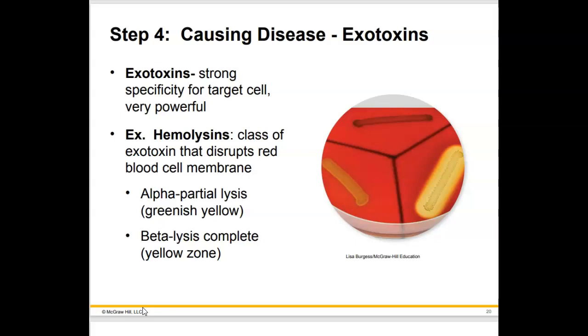So the toxins are named after the type of cell that the toxin targets. So we can have what are called neurotoxins that affect the nervous system. You can have enterotoxins that target the GI tract. You can have hepatotoxins that affect the liver, nephrotoxins that damage the kidneys. And here we have an example where we'll be seeing this in lab.